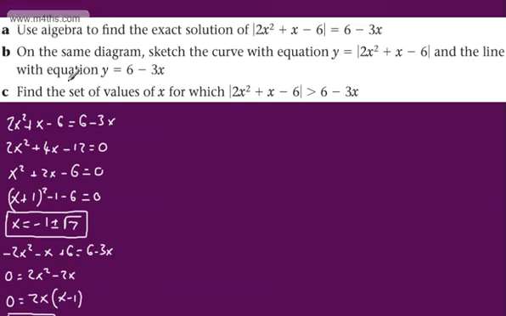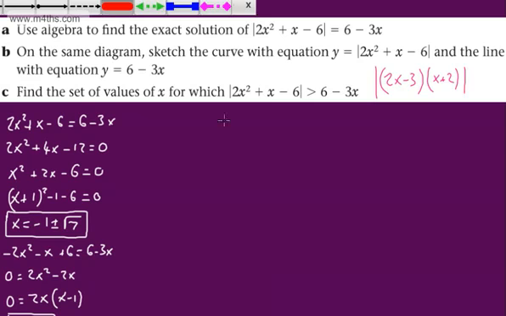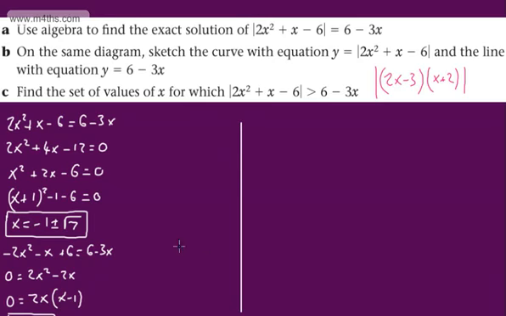So there we go. On the same diagram, sketch the curve with the equation y is equal to the modulus of 2x squared plus x minus 6, and the line with the equation y is equal to 6 minus 3x. If we just look at this quadratic now, that's going to factor. 2 times 6 is 12. So this one, we're going to have the factors 2x minus 3, and then x plus 2. So we can draw this graph up. If we know that that's going to look something now like a standard parabola. Okay, so let's get this sketched up.